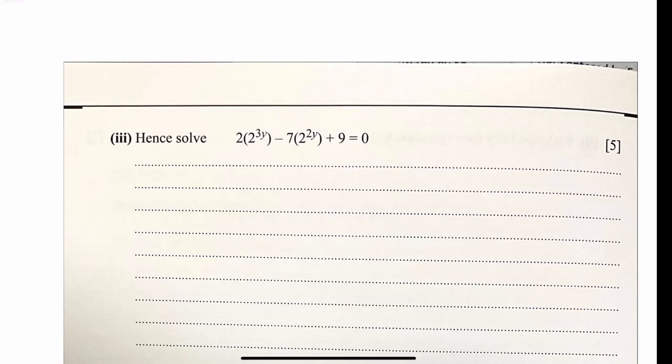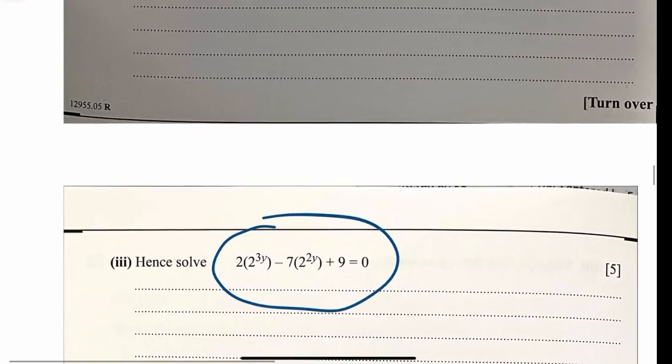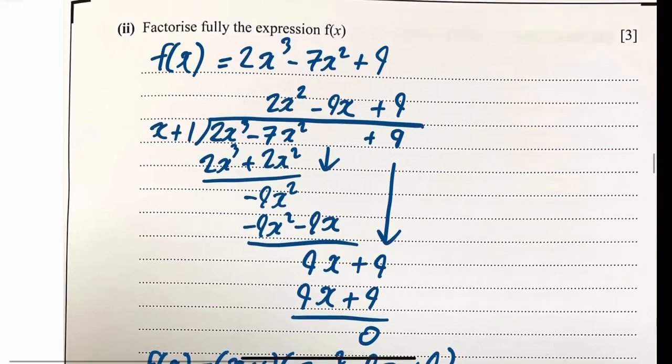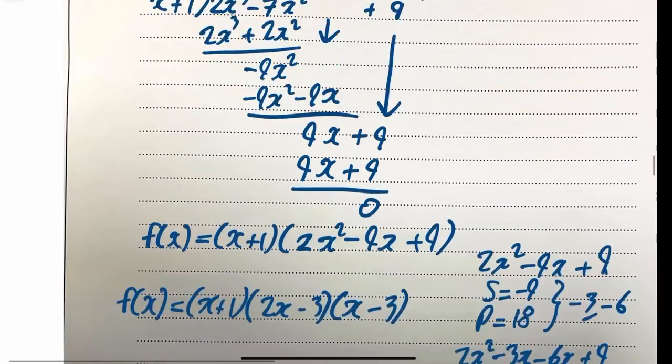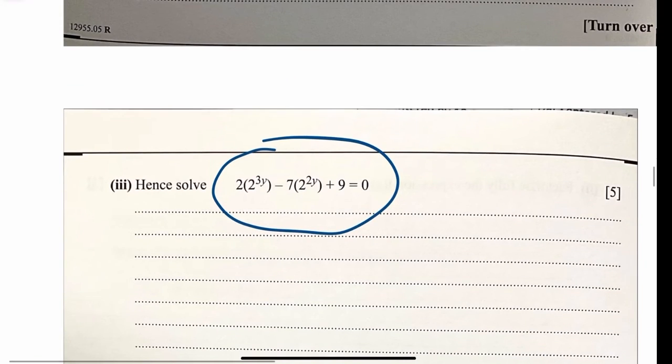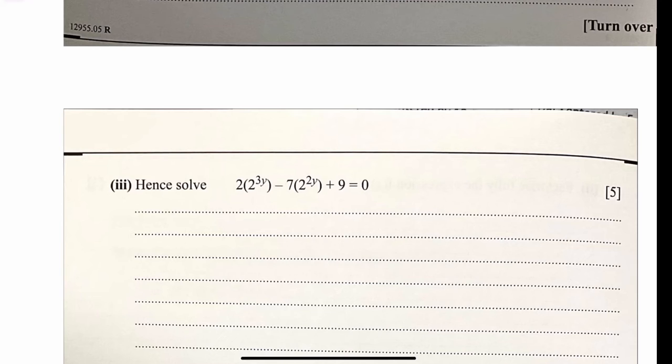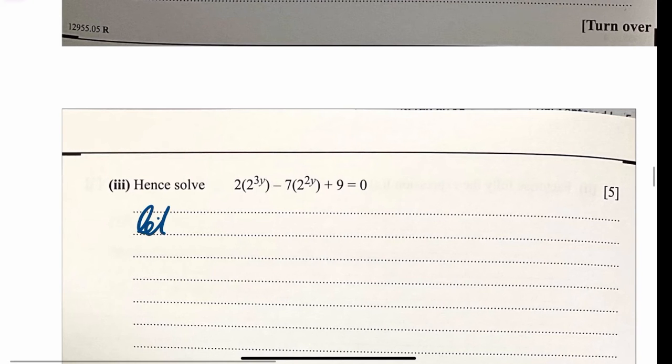So let's have a look and see how this could possibly relate back to what we have just done. So you've got 2x cubed. You now know your f of x is equal to 2x cubed minus 7x squared plus 9. And here we've got 2 times something minus 7 times something plus 9. So it is fairly similar if you just say let 2 to the power of y equals x. I'll call this equation 1.